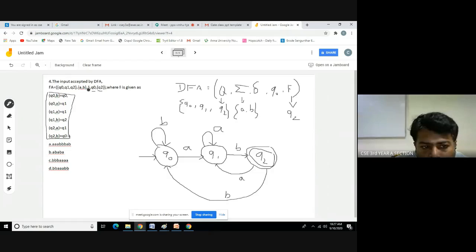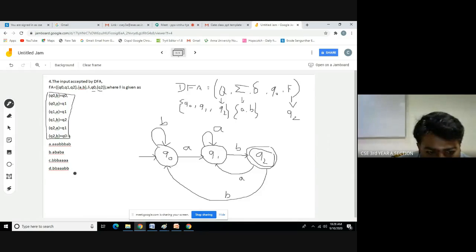What is your transition? The transition is already given. Which one is the start state? Q0 is my start state. Which one is the accepting state? Q2 is your accepting state. Now, regarding the four options given, which input should be accepted by the DFA? First we will see the D option.